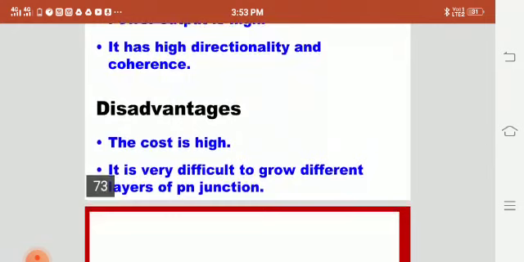In this, we have seen what is heterojunction laser, the principle, construction, working, and applications of heterojunction laser.